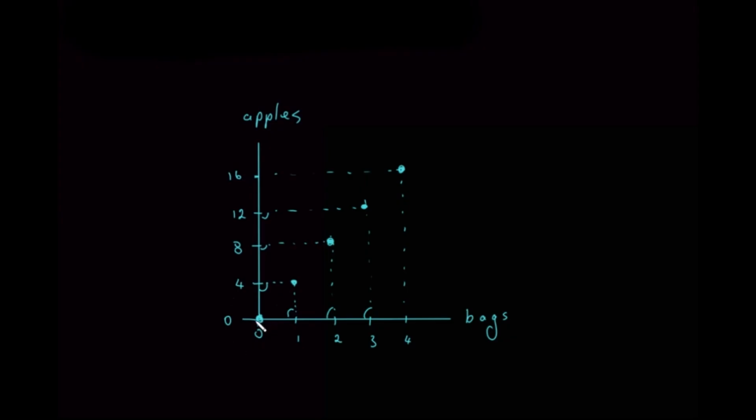Now we should get a straight line graph. Depends how well I've drawn it. That's not too bad. So if we have half a bag, come up here, go across there, we have 2 apples. 1.5 bags, come up there, go across. We have 6 apples. Yes. See the way it works?